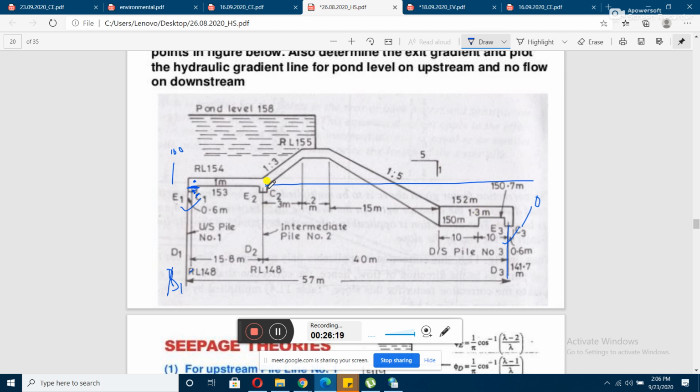So while calculating the phi C2 value, our influential pile is this one, right? So the depth of this pile will be calculated from this point. From this point what will be the value? That is 153. This is having a reduced level of 153, right, and this one is having a reduced level of 141.7. So 153 minus 141.7 turns out to be 11.3, right, it turns out to be 11.3.